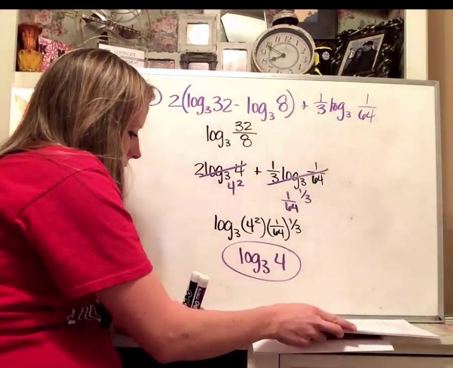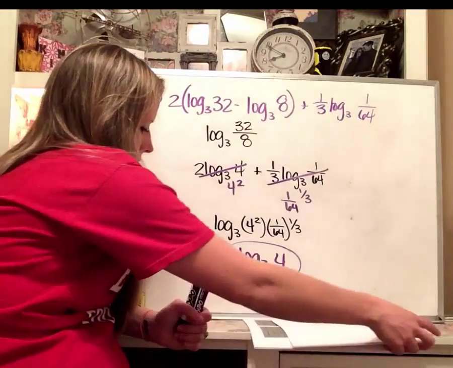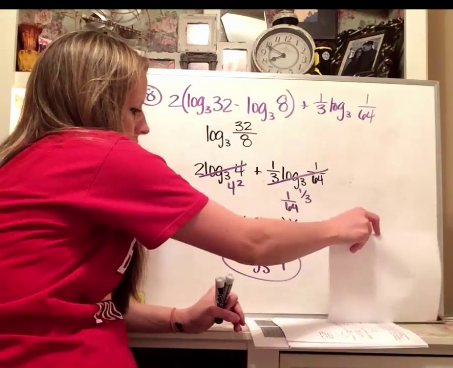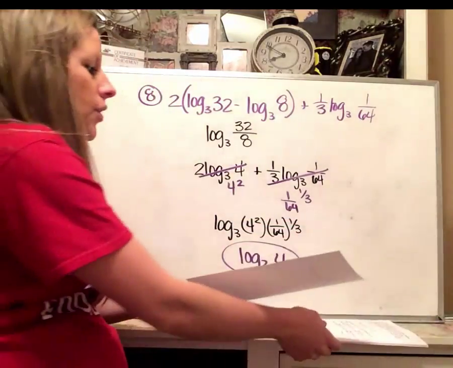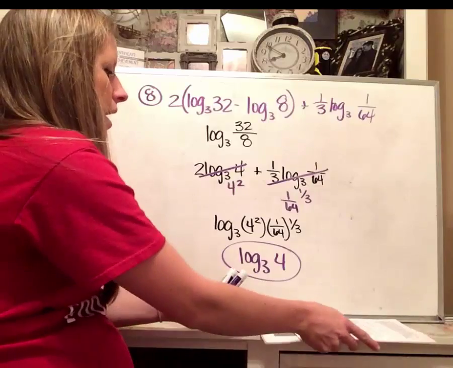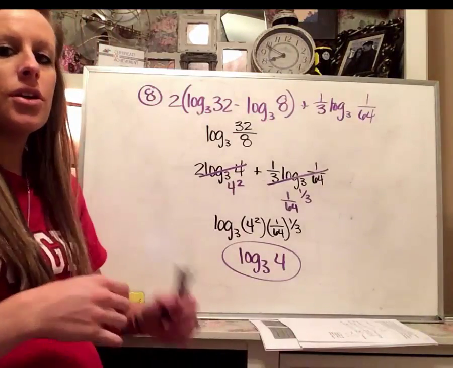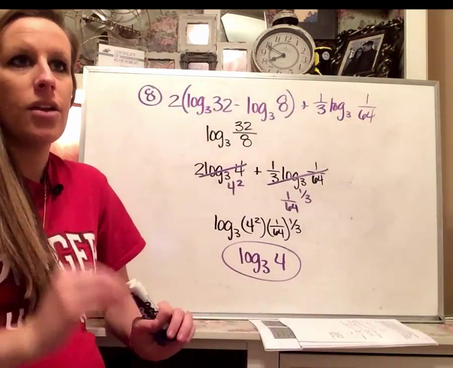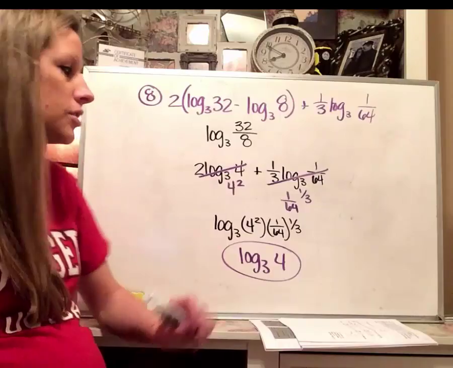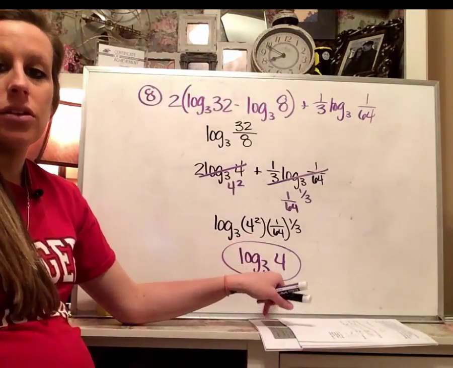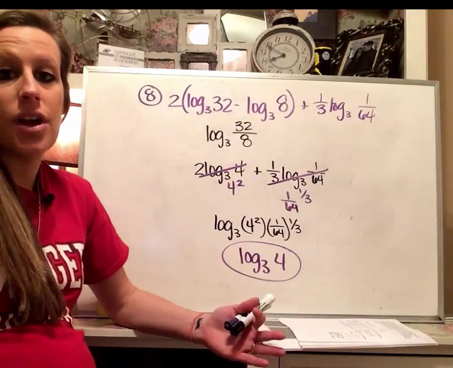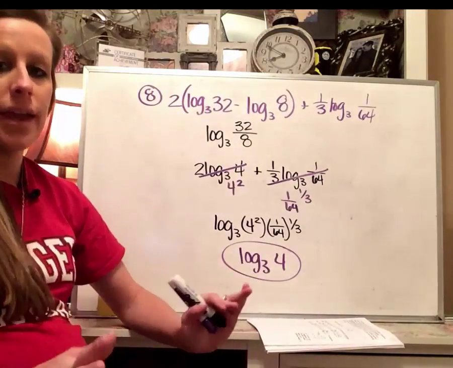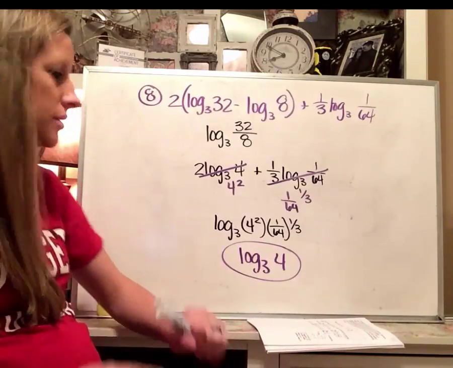Alright, on the next page is all about changing the base. So I talked to you yesterday about how your calculator will do logs, but it only does logs with a base of 10. So you can't put in log base 3 of 4 and get an answer like you should. But you can. You just have to know how to change the base.